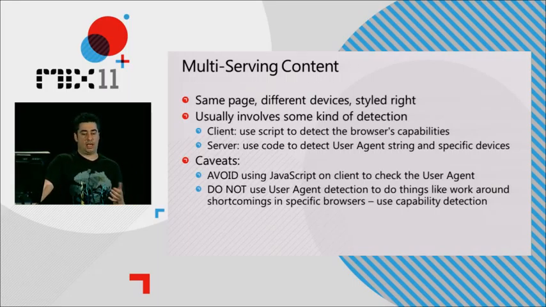So use something like that. Avoid using things like script on the client to check the user agent, because that slows the user down, right? It's much better to do feature detection. Again, Modernizer helps out with this.